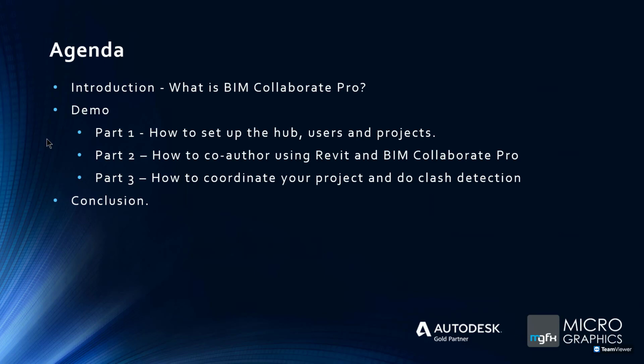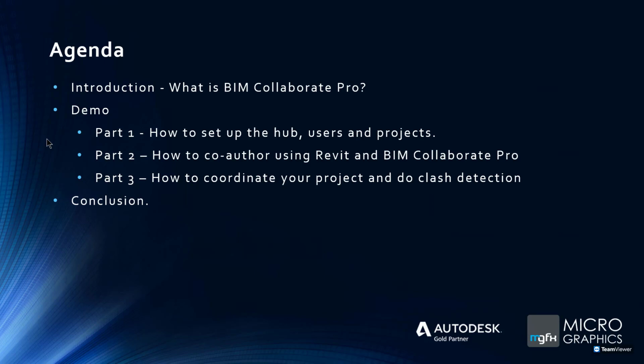Right, so first is just to introduce what BIM Collaborate Pro is, where it fits in, and who would use it, and that sort of thing. And then we'll discuss how to get going with it, how to set up the hub, the users, and projects, and after that, how to co-author with a project in mind, using Revit and editing and uploading your model to the common data environment.